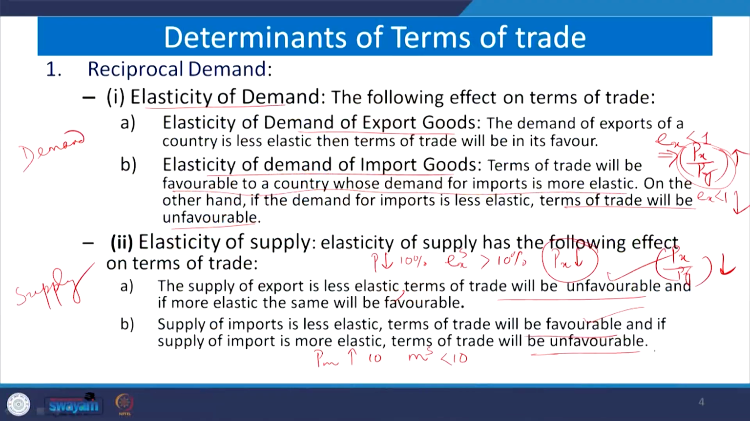If the supply of imports is more elastic, and the price increases but the supply increases by more than that, the other country will take more advantage, so it will be unfavorable. The reverse can also be understood here. This is a very interesting part as far as determinants of terms of trade are concerned, which relate to elasticity of supply and elasticity of demand.